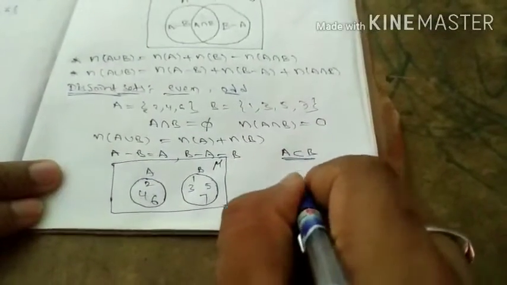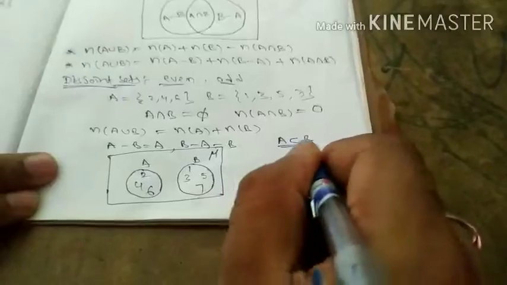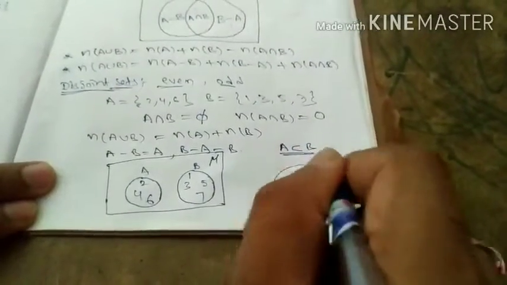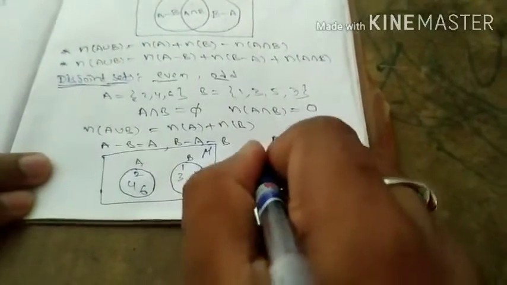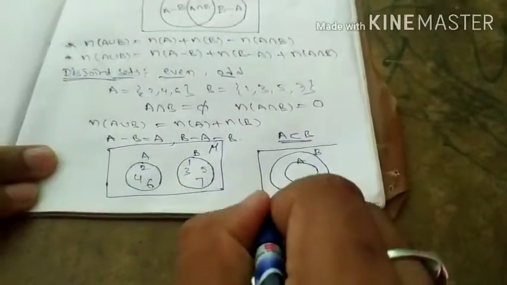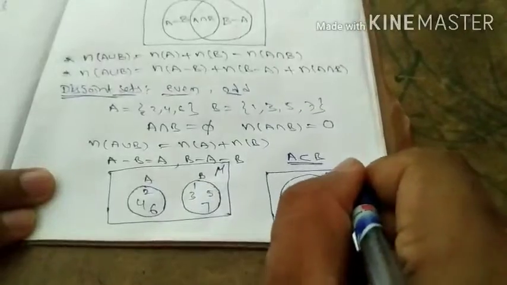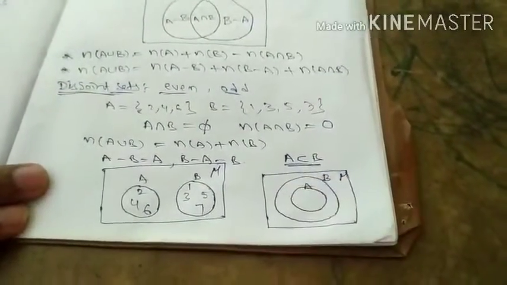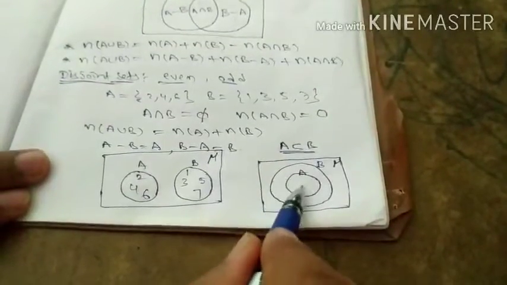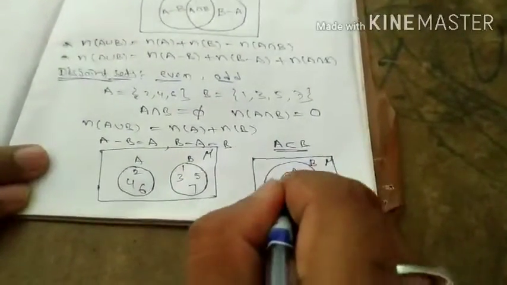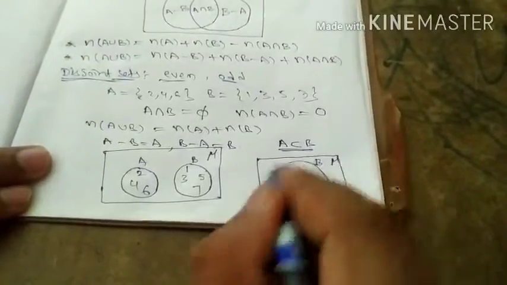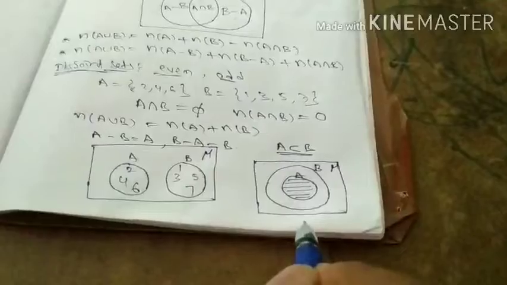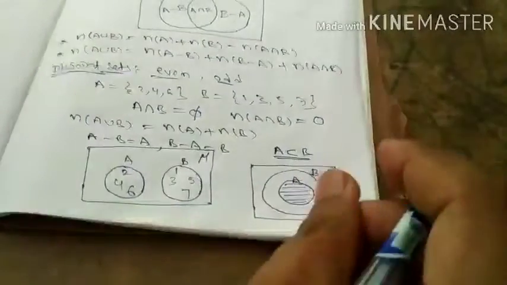A subset B means this is A and this is B. So this is B, this is A. A subset B: A is the set whose elements are all also in B. This is the A subset B Venn diagram. Every element present in A is also in B. So this is A, the shaded part is A, and the remaining total is B. A subset B also has some properties. We have to show.